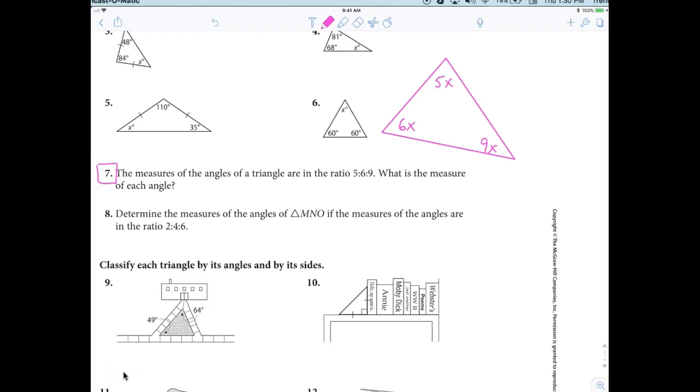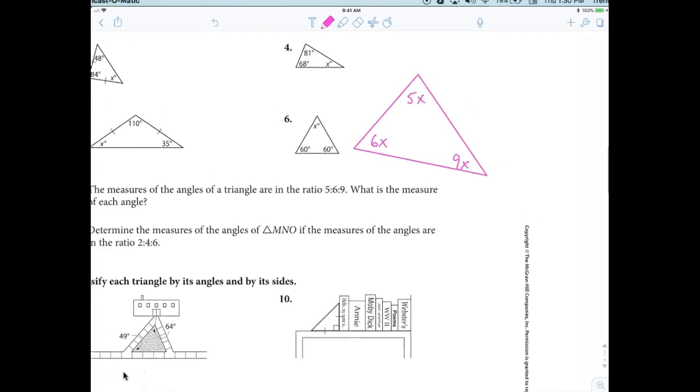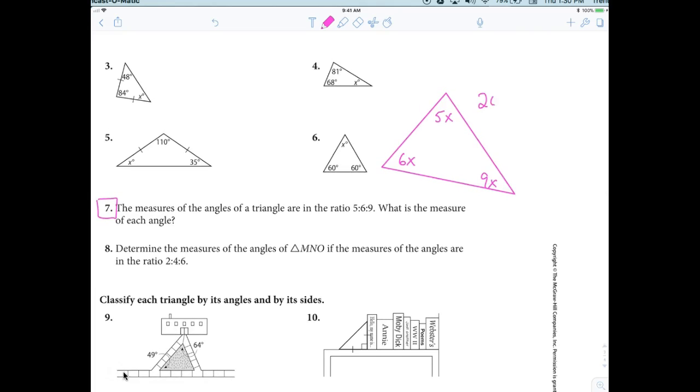So now if we add those up, we end up with what? 20x, not just 20. So he was absolutely correct. 20x is equal to 180. Then he broke it down and said x had to equal 9. And then 9 times 5, there you go, 45. So one angle is 9 times 5, which is 45 degrees. And then 9 times 6, and one angle would be 54 degrees. And then 9 times 9, which is 81 degrees, the last angle.